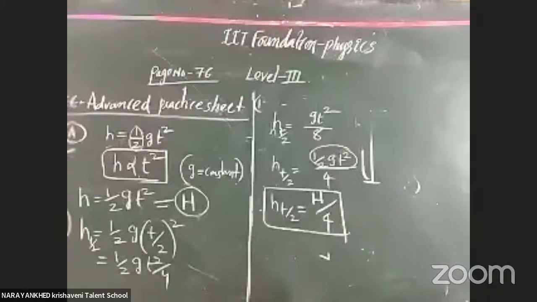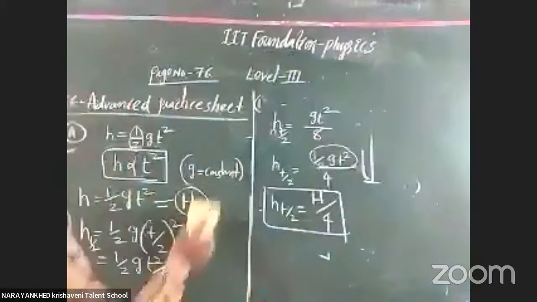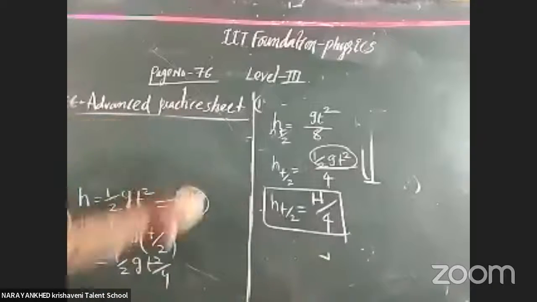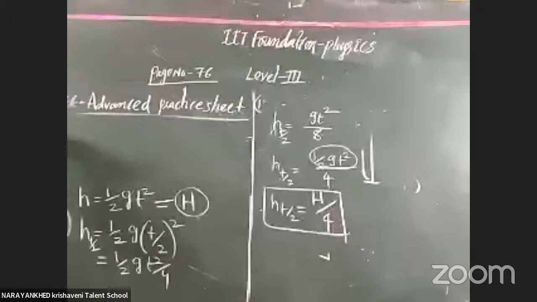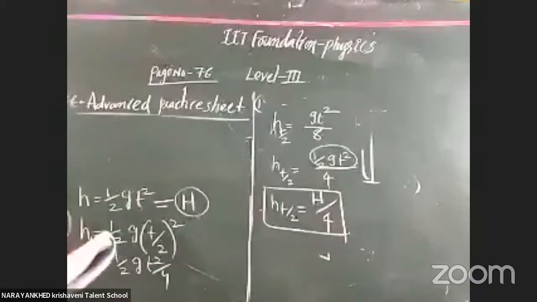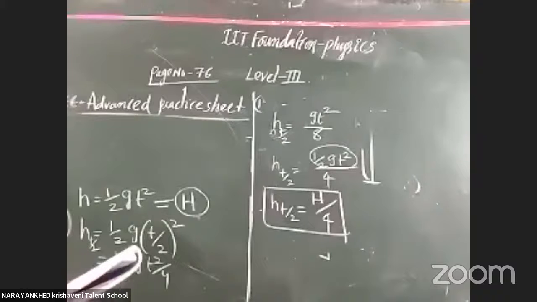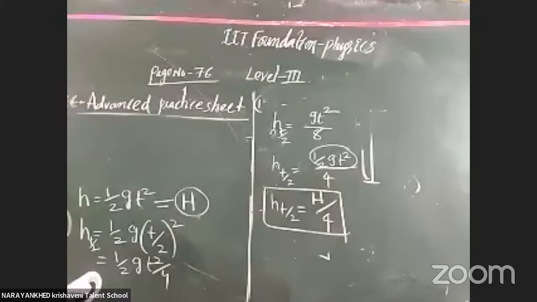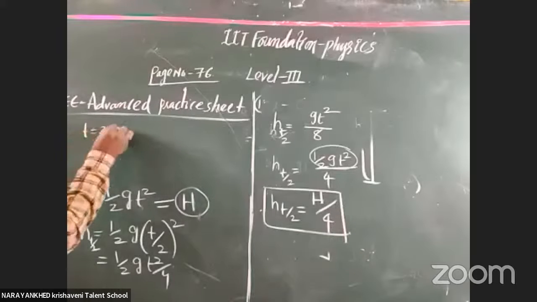Yes, next, the third question. What is the third question? To estimate the height of a bridge over a river, a stone is dropped freely in the river from the bridge. The stone takes 2 seconds to touch the water surface in the river. Find the height of the bridge from the water level. Simple thing only. They have already given the time, t is given as 2 seconds.